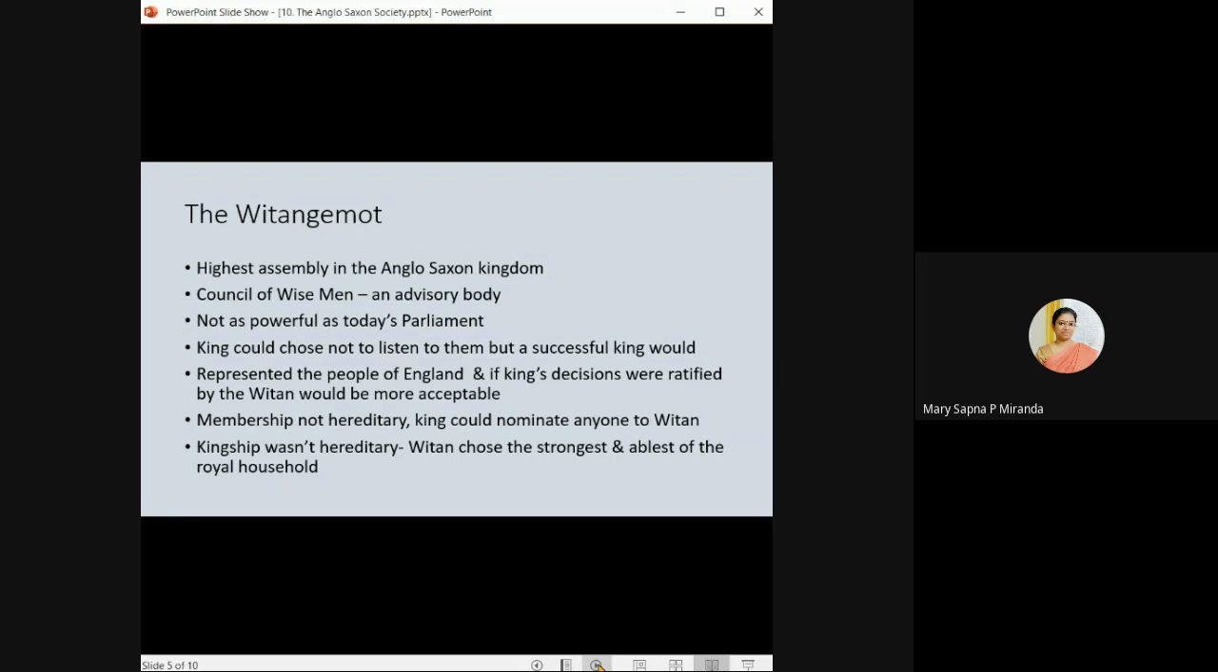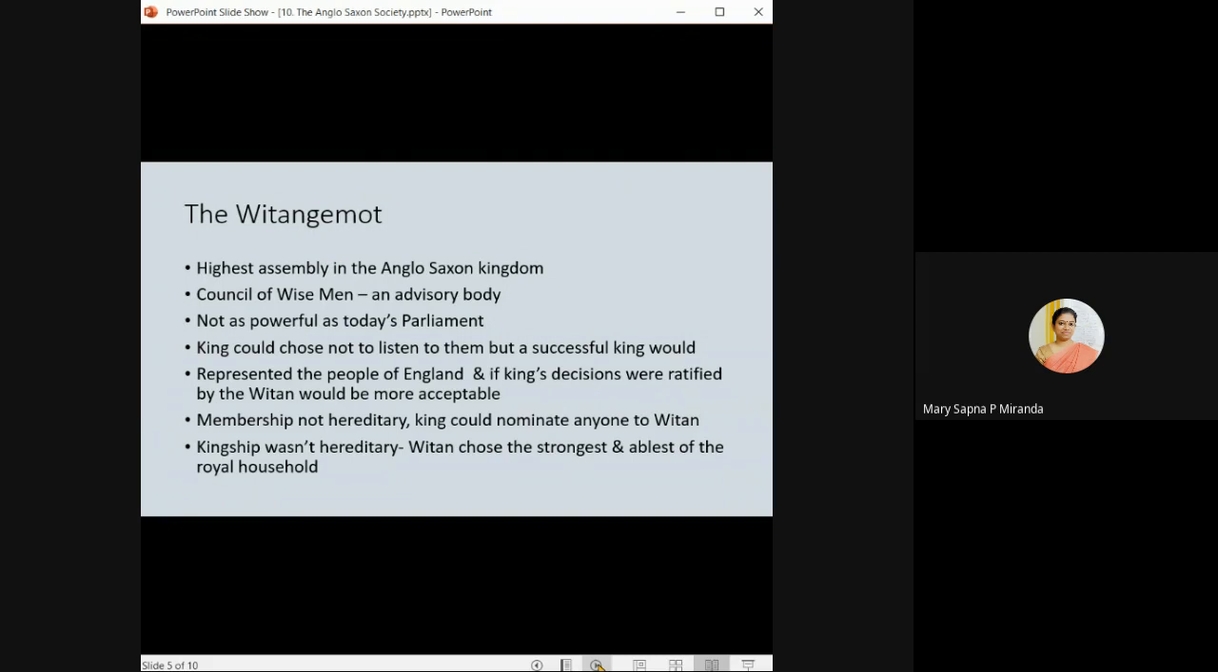If you are going to compare that to today's parliament, maybe you can, but it was not as powerful as today's parliament. The king always had the option not to listen to the Vitangamot, but a successful and mature king would always listen to it. Why? Because the Vitangamot represented the people of England. The whole of England was represented by its members, and obviously the king would get a feel of the land through the voices of these representatives. If the kings were ratified, that is, given sanction by the Vitan, that would be more acceptable. So any mature, seasoned, and diplomatic king would do well to listen to the advice of the Vitangamot.